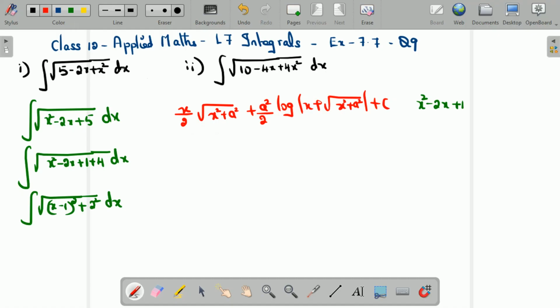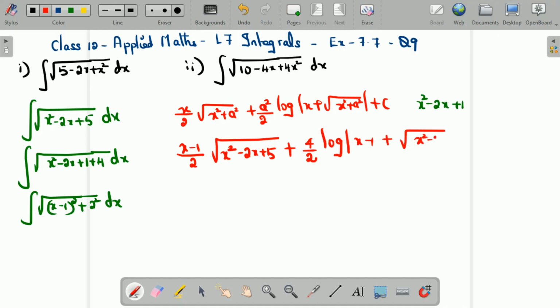So I'm going to substitute in this formula what is required. Wherever there is x, I'm going to replace it with x minus 1. So x minus 1 by 2 root of x squared plus a squared will be nothing but what is given in the original expression. So I can directly write that again because that is what we have split and rearranged. So this will be x squared minus 2x plus 5 plus a squared. A is 2, a squared is 4. So 4 by 2 log of x, in this case x minus 1, plus root of x squared minus 2x plus 5 plus c.